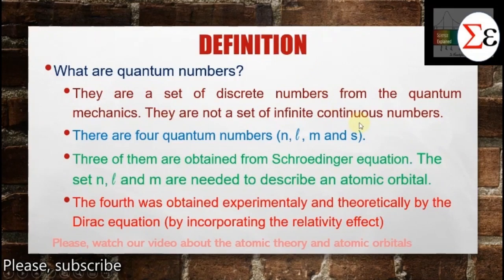Three of them are obtained from the Schrodinger equation, n, L, m, and they are needed to describe the atomic orbital. The fourth quantum number, s, was obtained experimentally and theoretically by Dirac equation, by incorporating the relativity effect. Please watch our video about the atomic theory and atomic orbitals for more details about the Schrodinger equation.